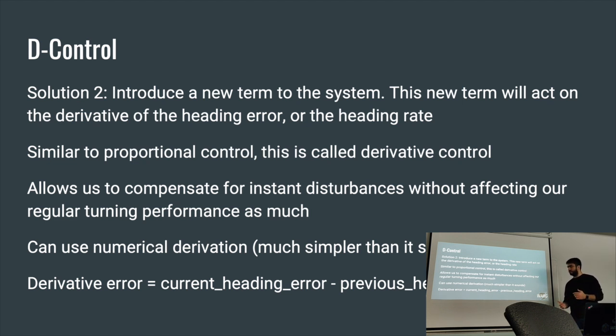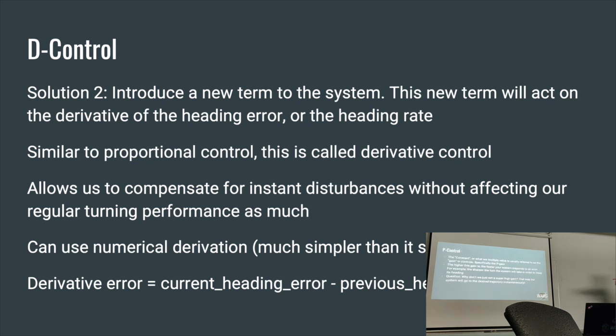It's simpler than it sounds. If you took grade 12 courses, you know how to do symbolic derivation with a dh/dt or whatever. But basically, the premise is you have some kind of derivative error. That is going to be equal to the current heading error subtracted from the previous heading error, right? And that's going to give you the error rate, essentially. How fast you're diverging from your path. Previously, we had how much we diverged from the path. This is how fast we're diverging from the path.